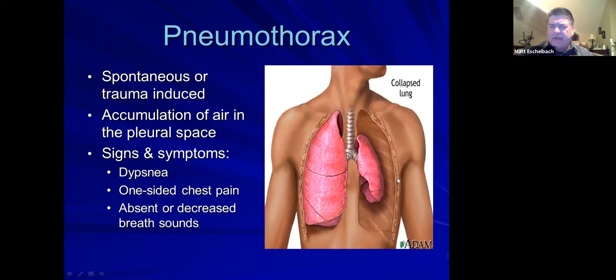We take a needle, and you can place it in the chest in several areas. Second intercostal space, midclavicular line, right about where I'm pointing here. Or now we are instructing our paramedics to do it in the fourth or fifth intercostal space laterally, right underneath the fold of the axilla here, because the wall is much thinner in that area.